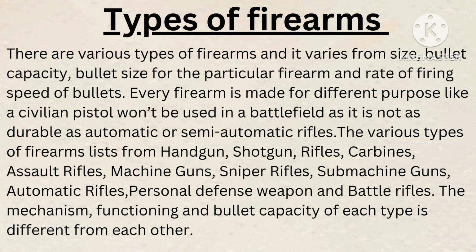Types of firearms. There are various types of firearms and they vary in size, bullet capacity, bullet size for the particular firearm, and rate of firing speeds of the bullet. The various types of firearms range from handgun, shotgun, rifles, carbines, assault rifles, machine guns, sniper rifles, submachine guns, automatic rifles, personal defense weapons and battle rifles. The mechanism, functioning and bullet capacity of each type is different from each other.